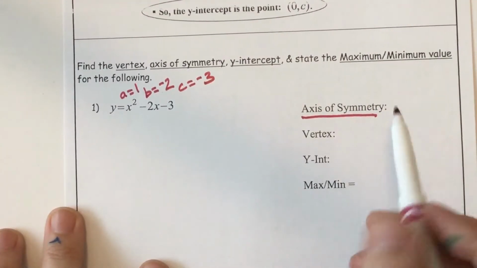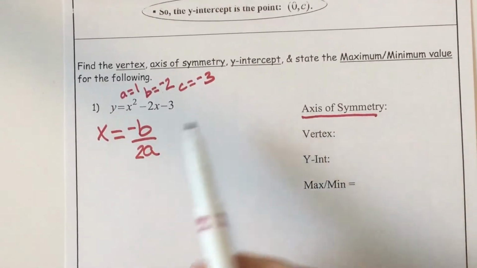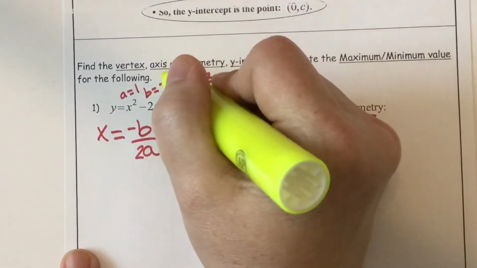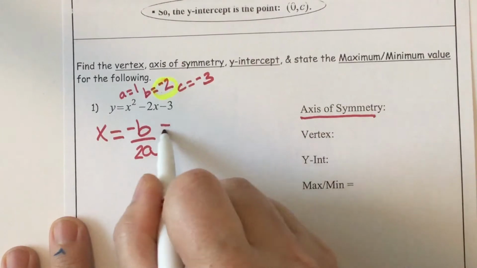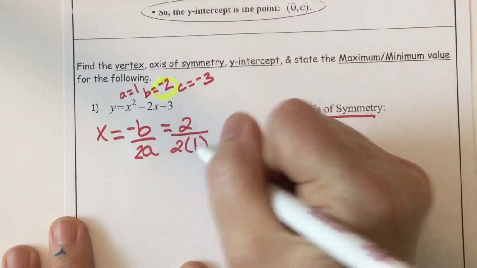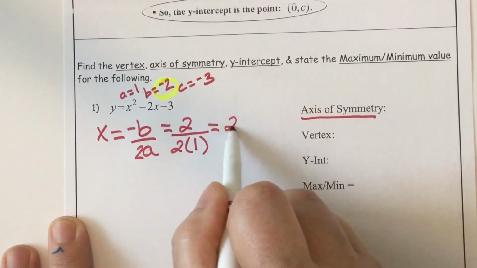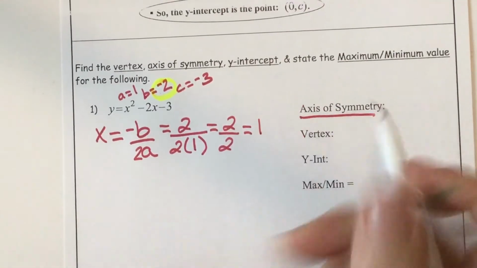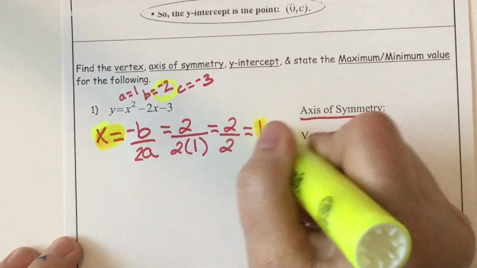All right, so the first thing I'm going to do is find the axis of symmetry with this new formula. x equals the opposite of b over 2 times a. So they want us to take the opposite of our b. And what's the opposite of -2? +2. Then they want us to take 2 times our a. Well, our a is 1, so what do you get if you take 2 times a? 2. 2 times 1 is 2. So I've got 2 divided by 2, and what's 2 divided by 2? 1. So our axis of symmetry is the equation x equals 1.